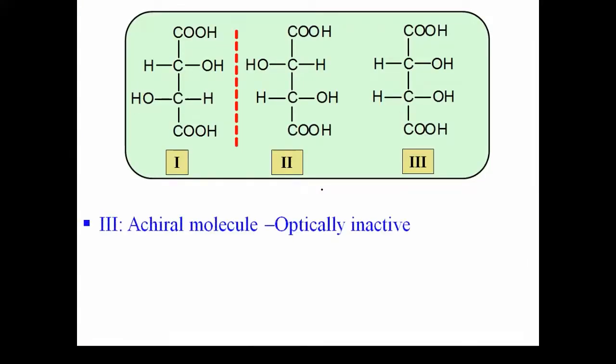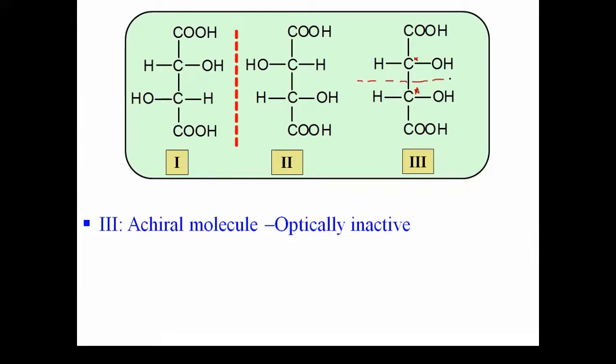What about the third? The third molecule is an achiral molecule and it is optically inactive. Now, the question arises, why is it optically inactive? The third has 2 chiral centers. This is a chiral carbon, and here also this is a chiral carbon. Now this third stereoisomer has 2 chiral carbons, but there is a plane of symmetry. Suppose this is the imaginary plane passing through the molecule.